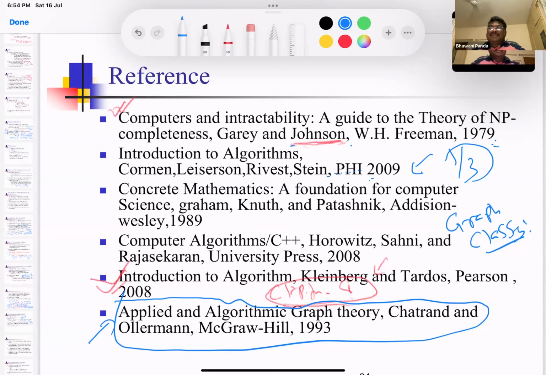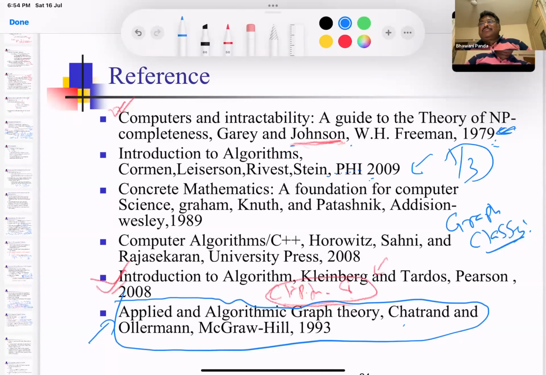So this is a very, very important and good book to read. And this is the book. Is it available online also? This book you can find on Google. You can download a free copy also.